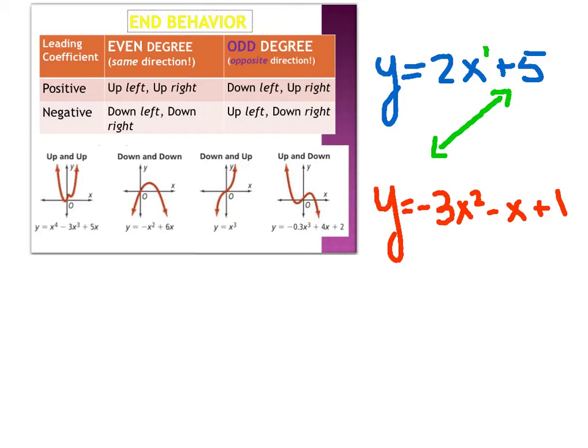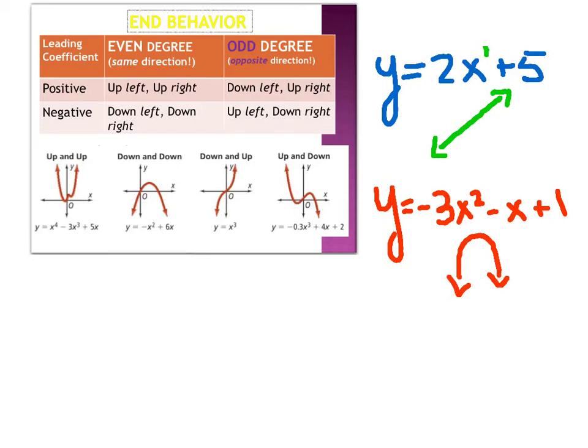Now, since it's a parabola, we look at our leading coefficient, which is negative, and we should know that when I go to graph this guy, it should look like this. Now, the highest degree is 2. Even degrees means same direction, and aren't these going in the same direction? Yes, they are. Now, the leading coefficient's negative, which means we go down. So down on the left, down on the right.